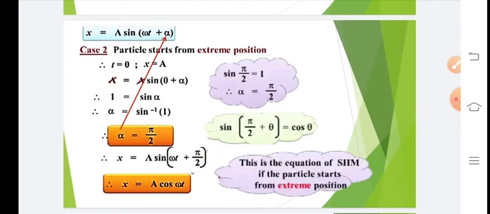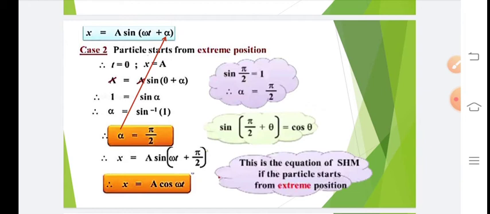In case number 2, the particle starts from, suppose, the extreme position. At this point t is equal to 0, but x is equal to a, where a is the amplitude. So if we put this, a is equal to a into sine of 0 plus alpha. So a gets cancelled, so 1 is equal to sine alpha, or alpha is equal to sine inverse of 1, or alpha is equal to pi by 2, because sin pi by 2 is equal to 1. So sin of pi by 2 plus theta is equal to cos theta.